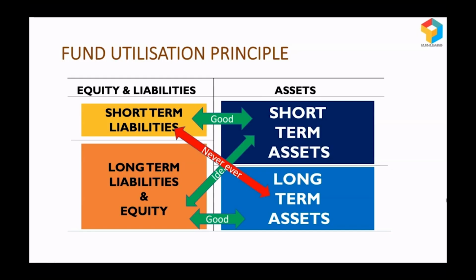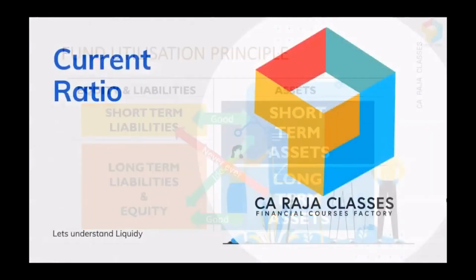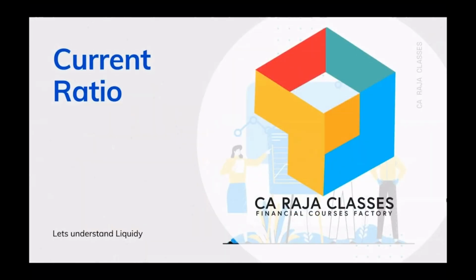So how long they will wait? If the loan amount has become overdue, a banker will wait for maximum 90 days. Then they'll declare the account as non-performing asset and they go for recovery measures, right? So that's why I say that becomes the beginning of end of a business. So never ever divert short-term funds for long-term purpose. With this understanding, let's move on to the first ratio, that is current ratio.